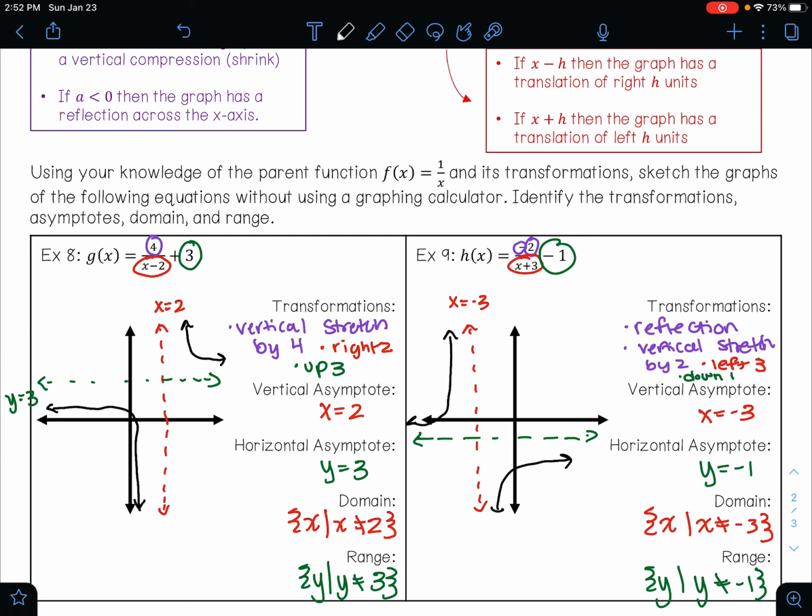So there you have it. Those are the basics of graphing rational equations.